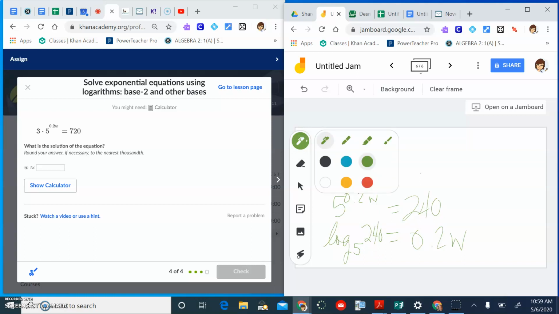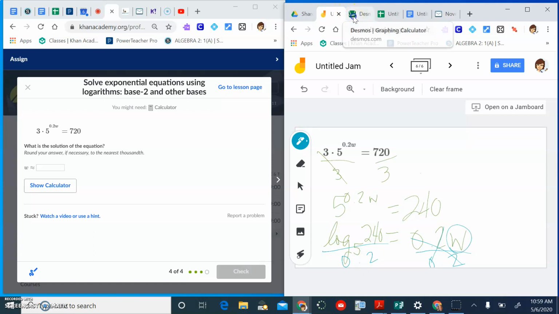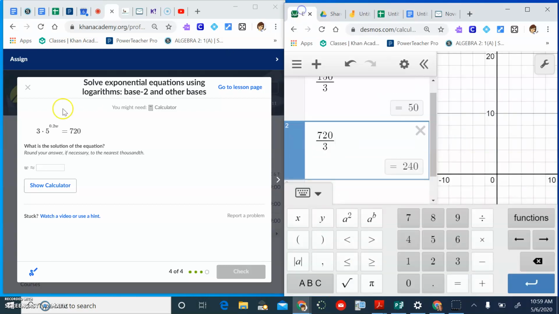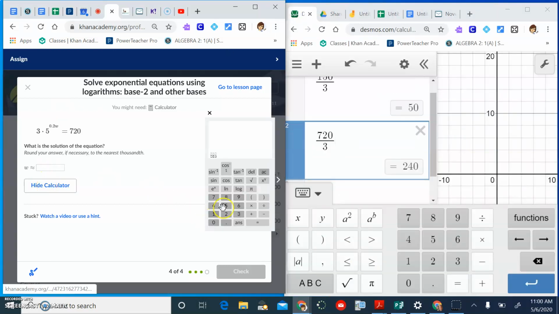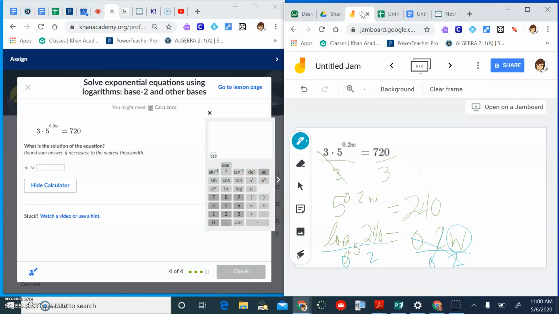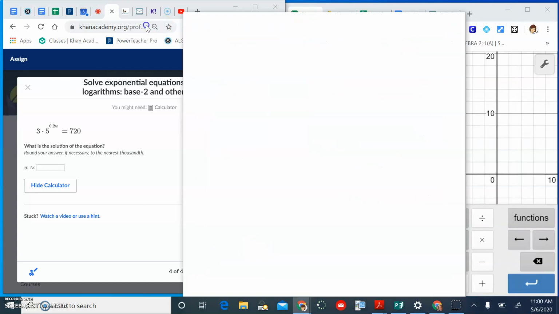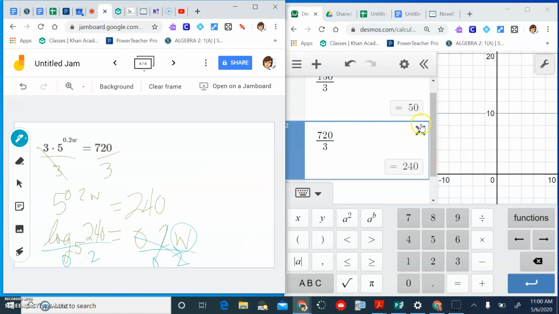And now we don't want that 0.2 bothering the W. So we're going to divide both sides by 0.2. And that gets rid of that. So we have W equals all this. Now this is when the handy dandy calculator comes into play. The calculator in Khan has a button for log base E, and it has a button for log base 10. It does not seem to have a button for log base 5, right? Or any other bases. So that's when we want to try and use another calculator that has that.